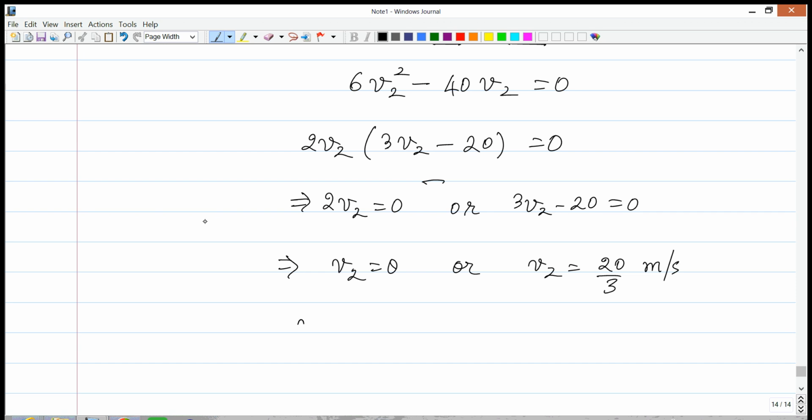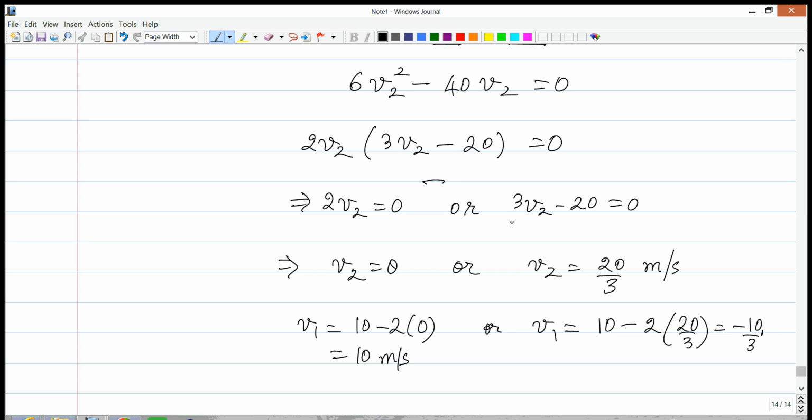We know that v1 is equal to 10 minus 2 times v2. So this is simply equal to 10 meters per second, or the second solution gives me v1 equal to 10 minus 2 times 20 over 3. When you simplify this, you get minus 10 over 3 meters per second. Let us see what the two solutions give us. So this is solution 1 here. I'm going to put a circle around it, and I get another solution. I'll put a blue circle around it, which is this one.